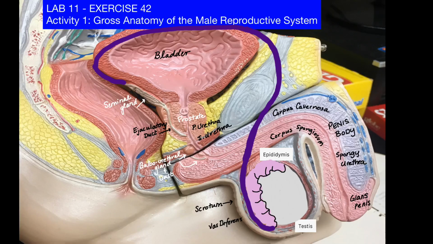They're different because the corpus spongiosum does not enlarge to the same extent that the corpus cavernosa does. And that's because we still need to maintain a nice opening of the urethra for the semen to actually be delivered.